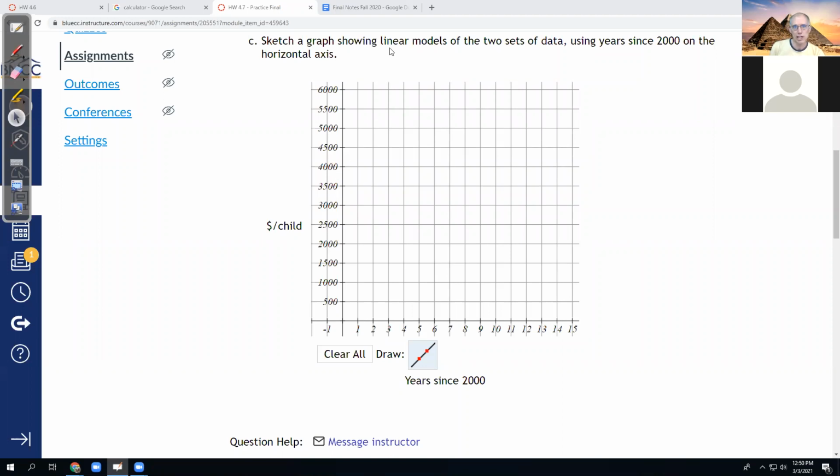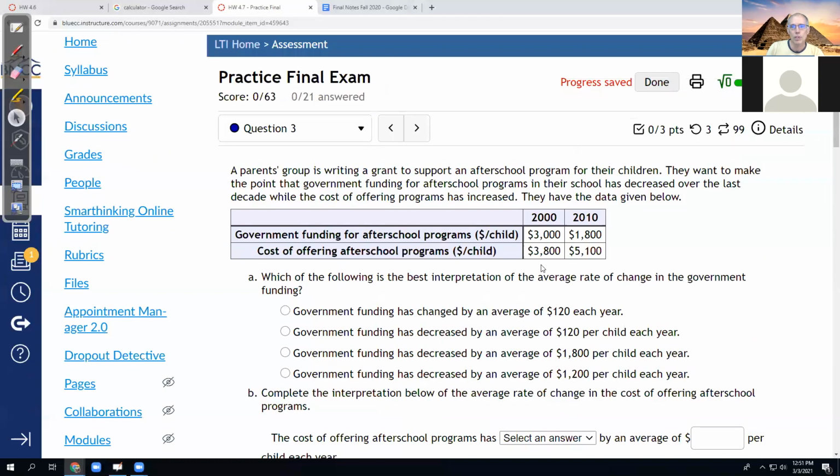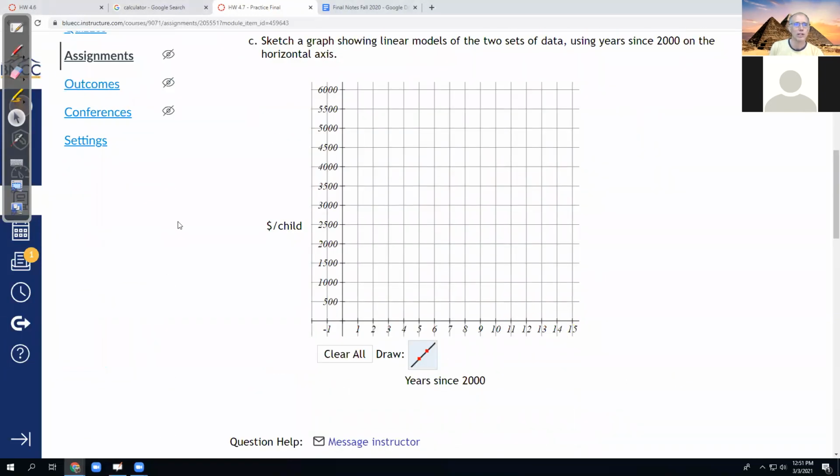Yeah, and here we were asked to show the linear models for the two sets of data. So the government one started at 3,000, and then it went up. So let's see, that goes up 500 there. We're only going up by about 120 every year. But I know that 10 years later, so here's 10 down here, it goes down. Oh wait, I'm doing the wrong one. 3,000 is the one that goes down. Yeah, that's the one I want. Starting at 3,000, we want to get to 1,800.